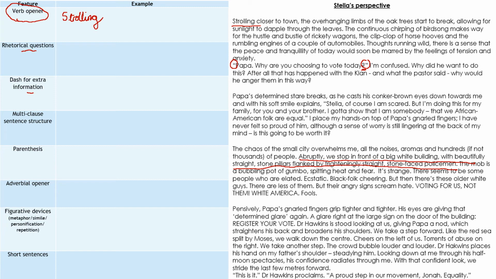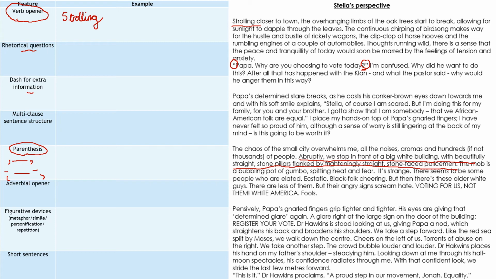Parenthesis. Remember, we've talked about parenthesis and we've said that it can be shown either by a pair of commas, it could be shown by a pair of dashes, and it can even be shown by brackets as well. So you need to have a look through the text and find an example of some parentheses from that text as well.